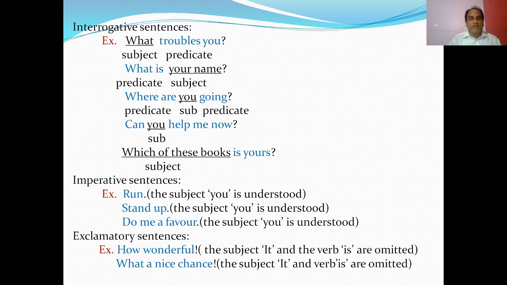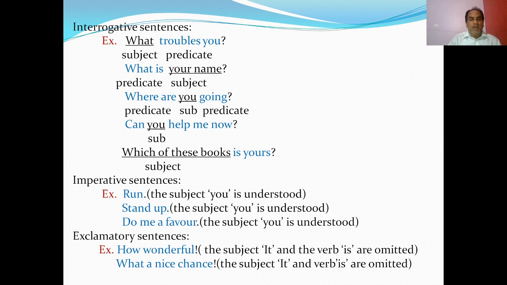You do me a favor. You is the subject here. Okay. So I think in imperative sentences, the subject you is understood. Okay. Let us discuss exclamatory sentences and how we have to find out what the subject is.